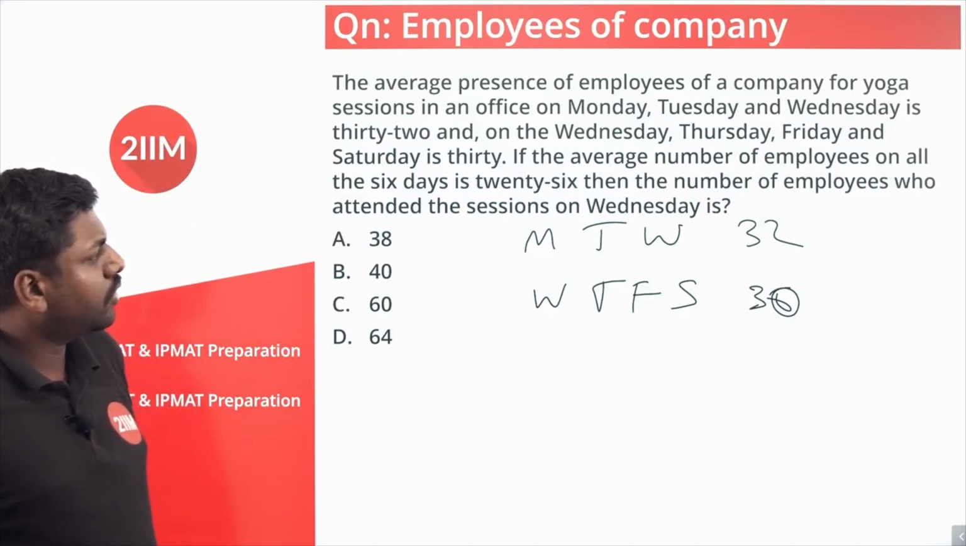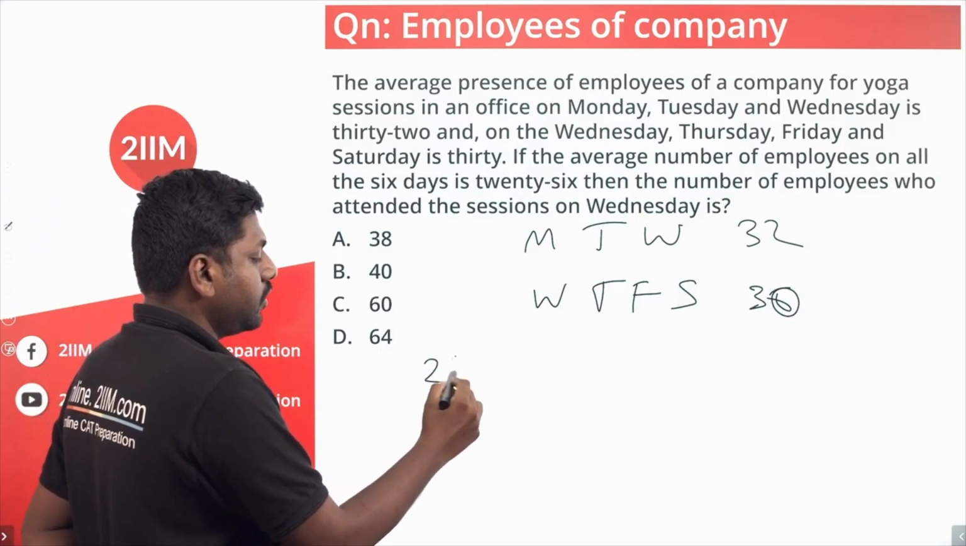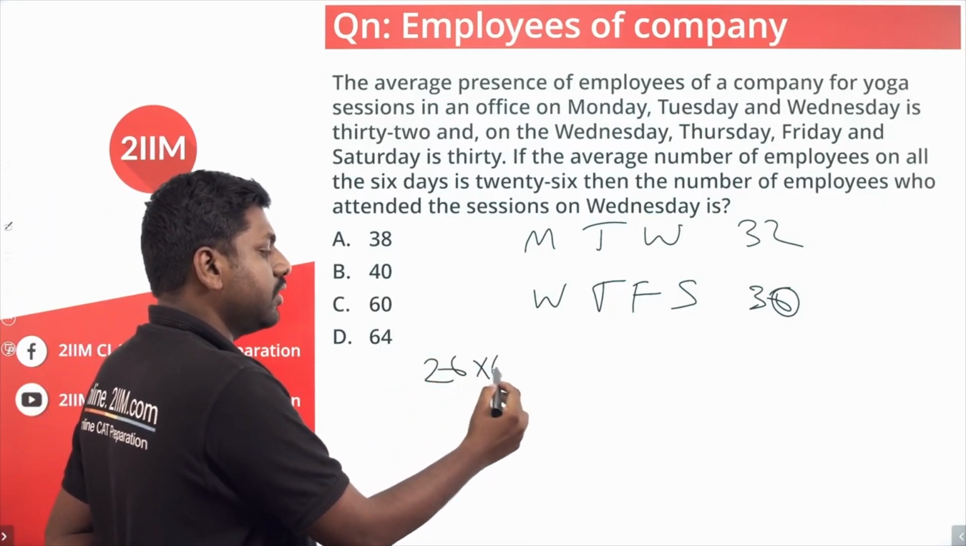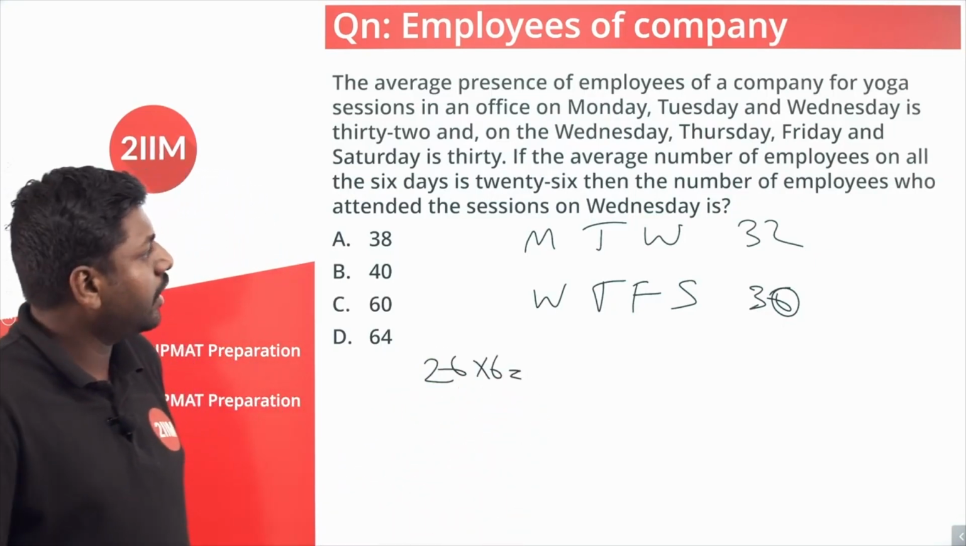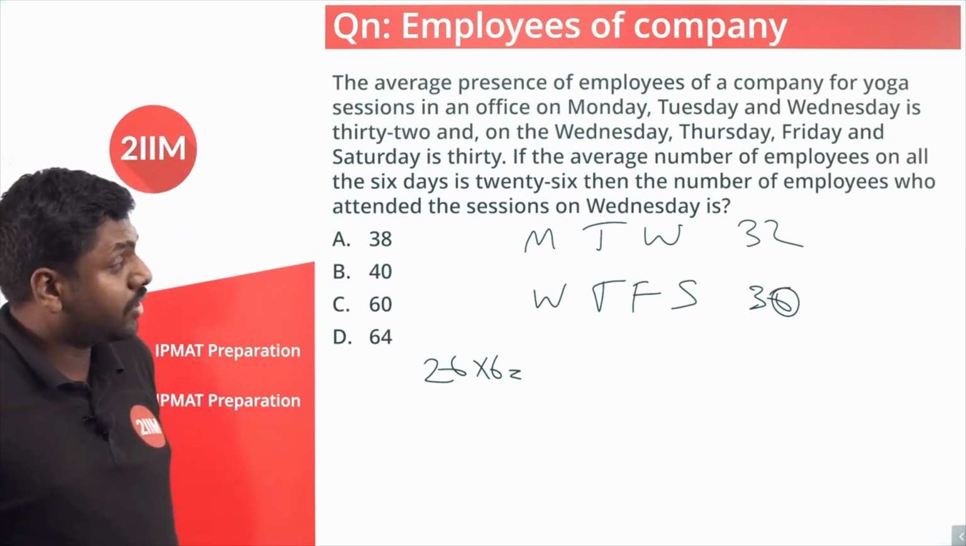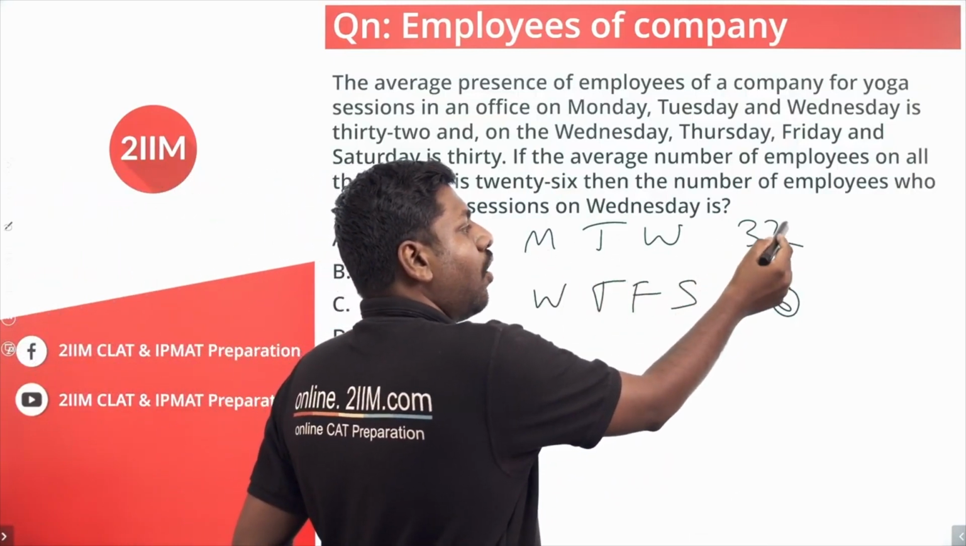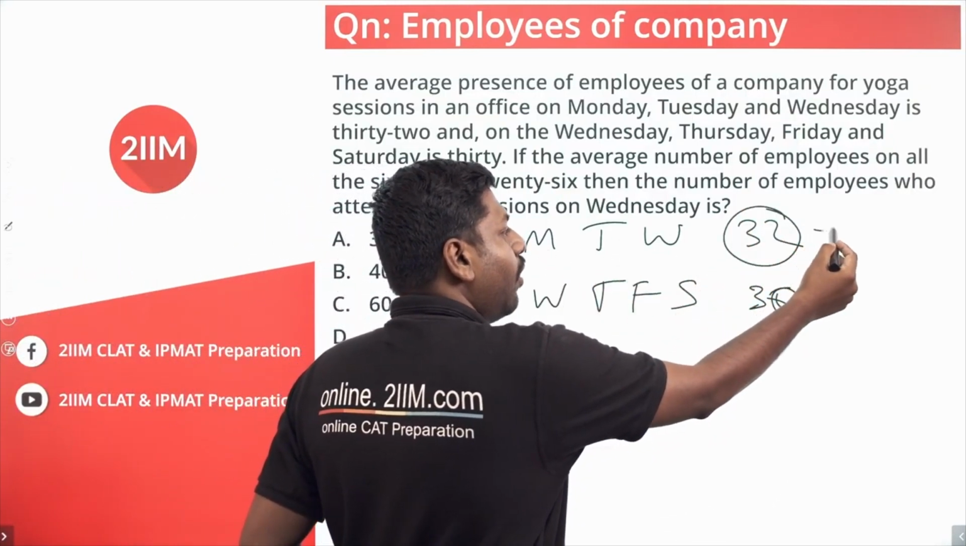The average number of employees on all the 6 days is 26. So 26 per day for 6 days, you will get some number. We'll get there. We need the number of employees who attend the session on Wednesday. Monday, Tuesday, Wednesday on an average is 32. Or what is the total?